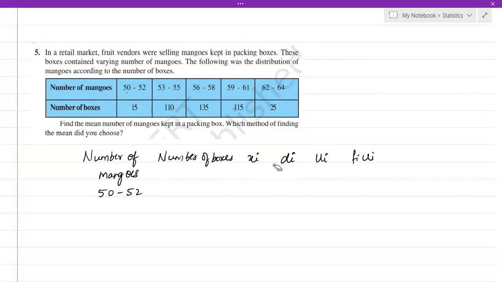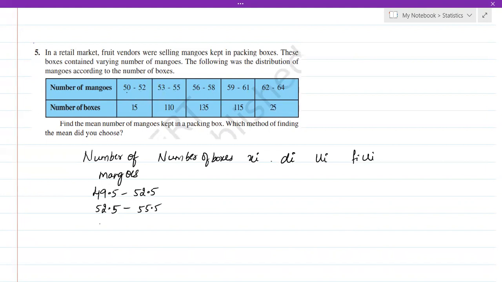Here itself, let's convert it. If I subtract 0.5 from the lower limit, 50 minus 0.5, that will become 49.5. If I add it, it will become 52.5. Even here if I subtract 0.5 from 53, it becomes 52.5, and here it becomes 55.5. Now if you observe, this became 52.5, and this value, since you subtracted 0.5, it became 52.5. Now if you observe 52.5, 52.5, both are the same, isn't it? So that's why you have to subtract and add.